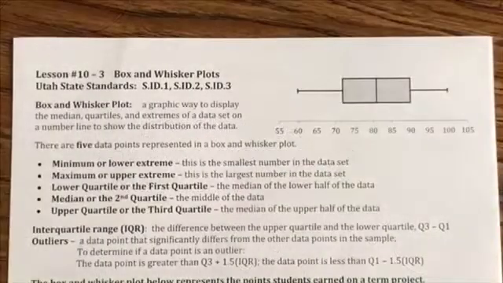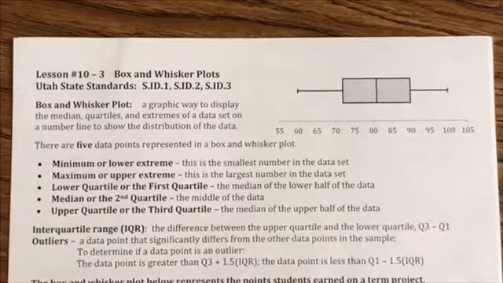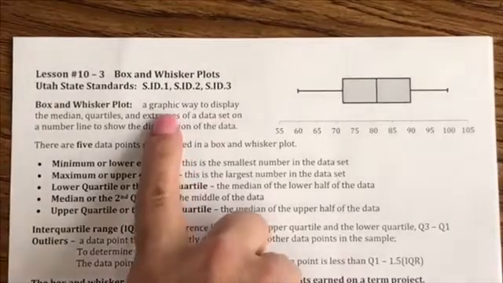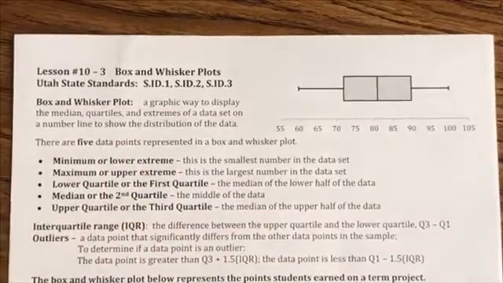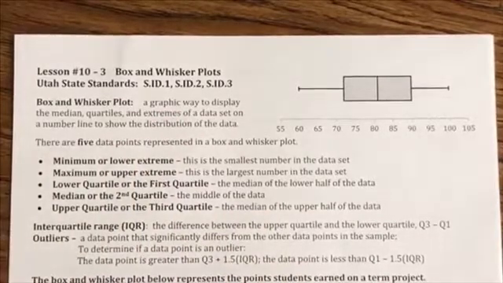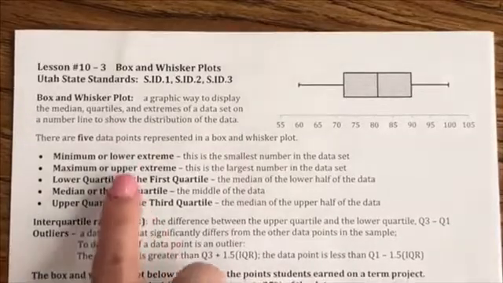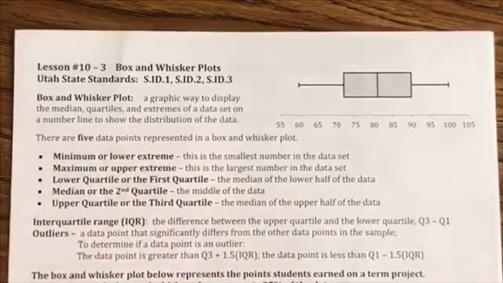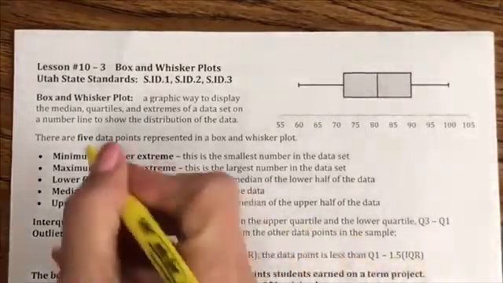This is the video for lesson number 10-3, box and whisker plots. We're going to talk about box and whisker plots today, and we're going to define it as a graphic way to display the median, quartiles, and extremes of the data set on a number line to show the distribution of the data. There are 5 data points that are represented in a box and whisker plot. So we're going to talk about those 5 data points.